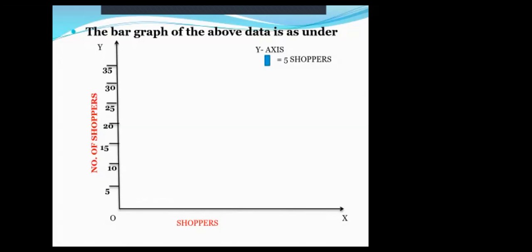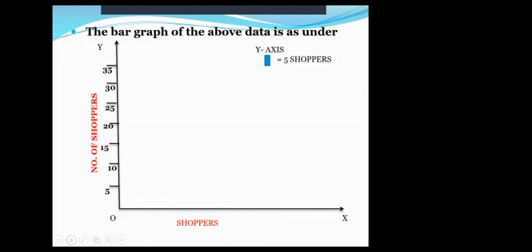Now, first value was for women. What was the value of women? How many women entered in the shop? 28. So the bar will come near here somewhere. After 25, 2 thin lines will be counted. 26, 27, 28, then 29, then 30. Okay.